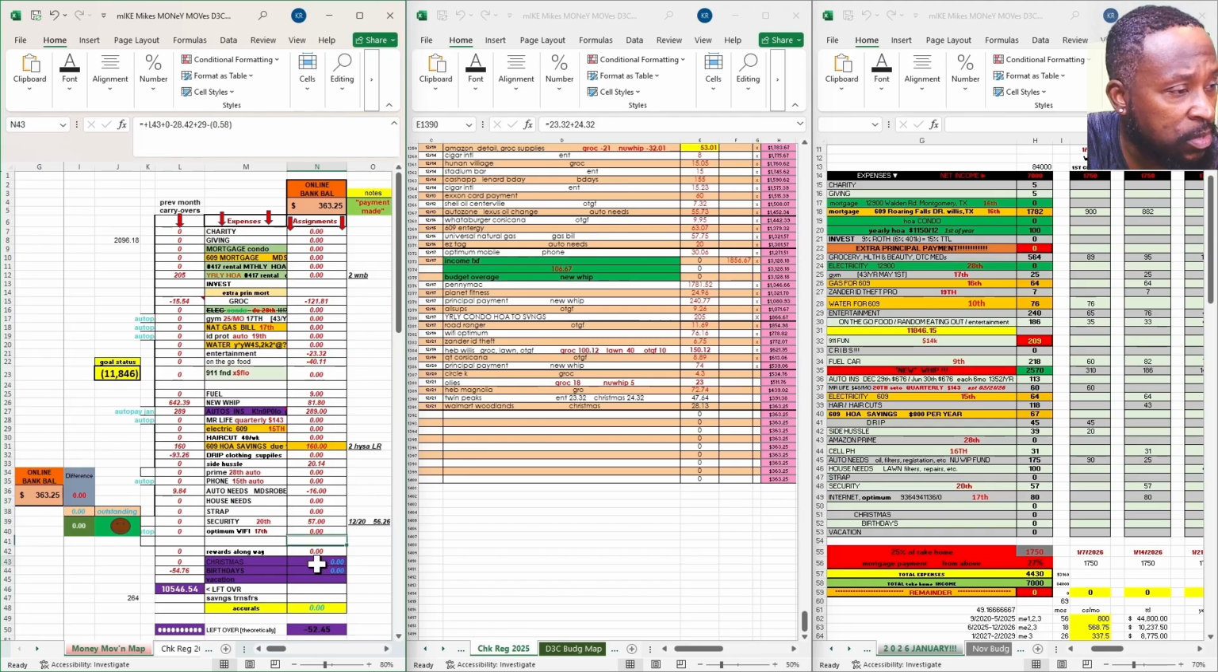Go down here to Christmas. Go into the formula bar up here. Minus, what was that amount? 24.32. Enter. There we go. It's entered. Both of those entered. I'm gonna go over here.